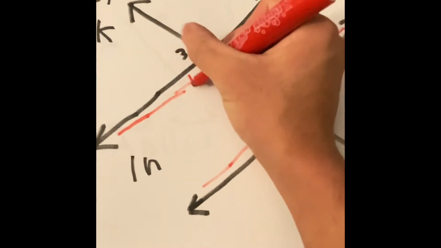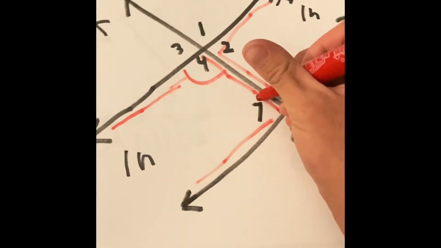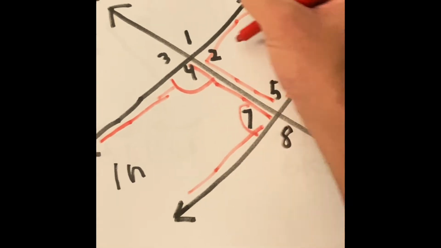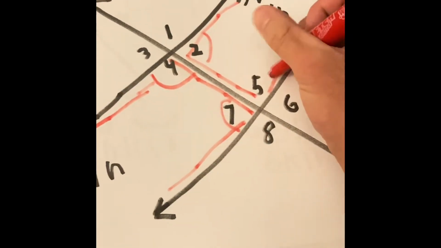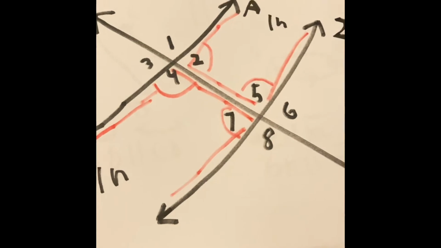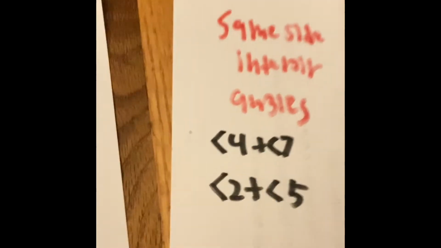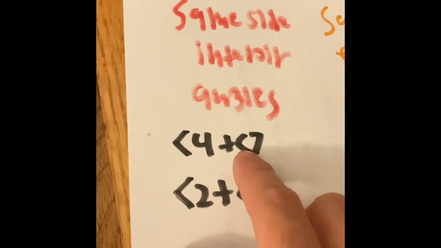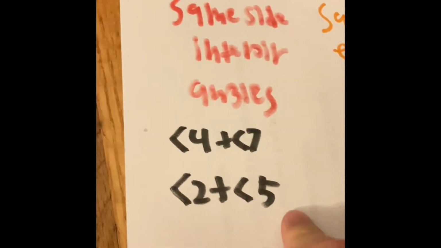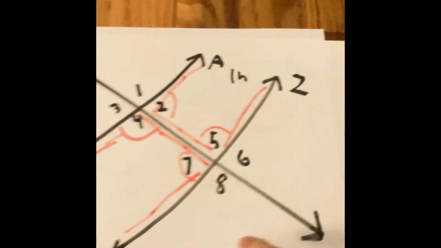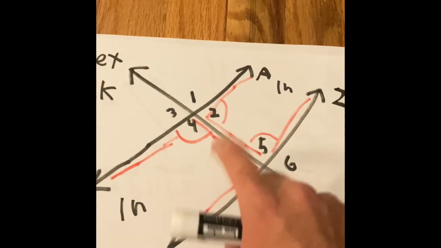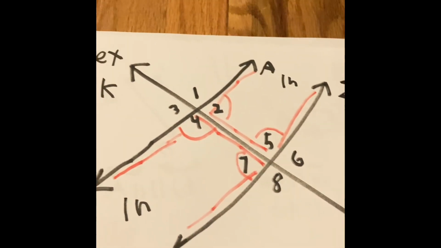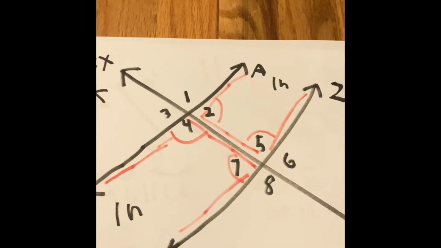So we're now going to say that 4 and 7 is a working pair. 2 and 5 is a working pair. So let's write that down. So here are the angles right here. We write them like angle 4 plus angle 7, angle 2 plus angle 5. Same side interior angles.